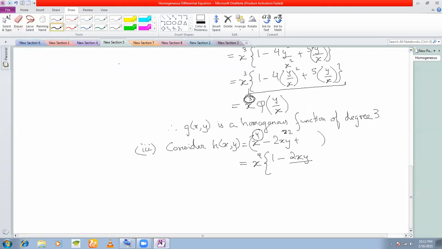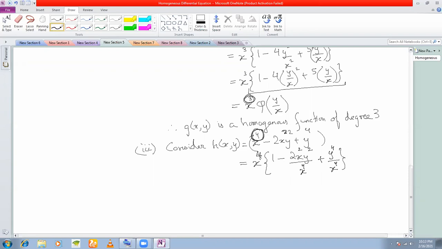Okay, I take this as y to the power of 4. Consider this function: x to the power of 4 minus 2x square y square plus y to the power of 4. Now you see that the highest power of x here is 4, so I take x to the power of 4 out. If I take x to the power of 4 out, I'm left with 1 minus 2x square y square divided by x to the power of 4, plus y to the power of 4 by x to the power of 4.